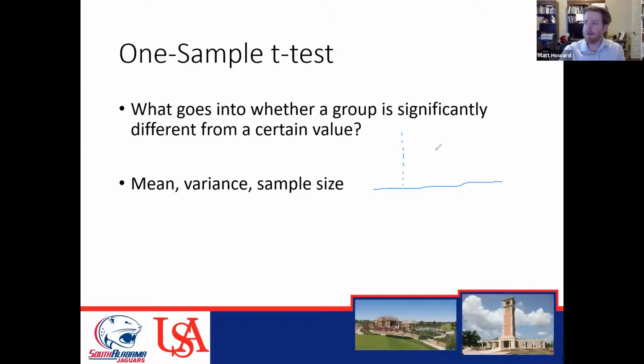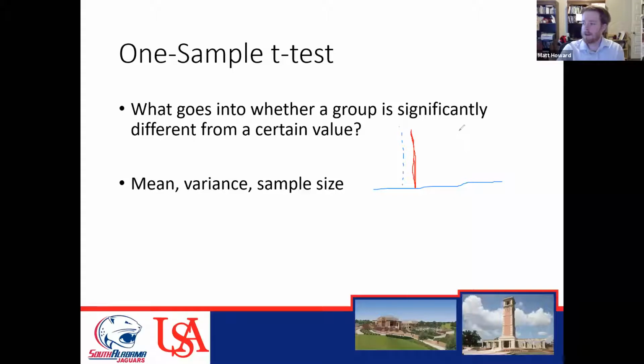And as you probably would have already guessed, if we have a mean that is close to that selected value, then it's going to be much less likely that our results are significant. Because for our results to be significant, there needs to be a difference. If there's not much of a difference, it's going to be hard to find significance.